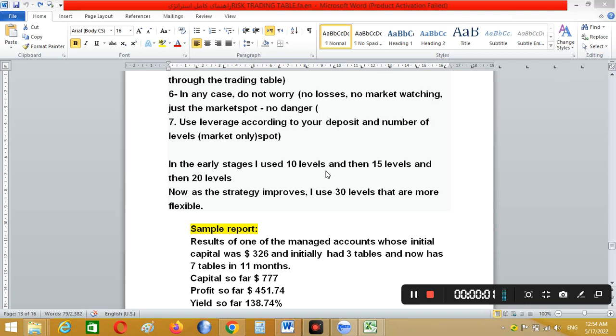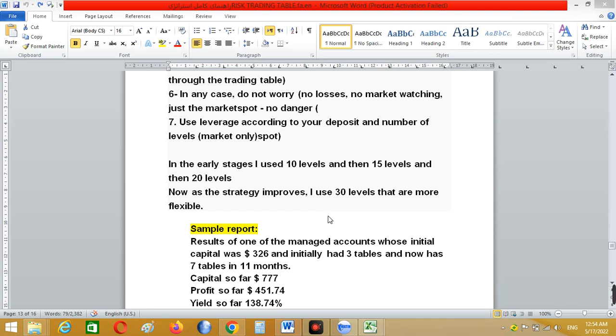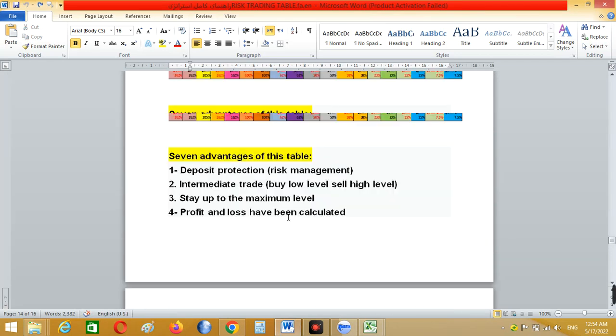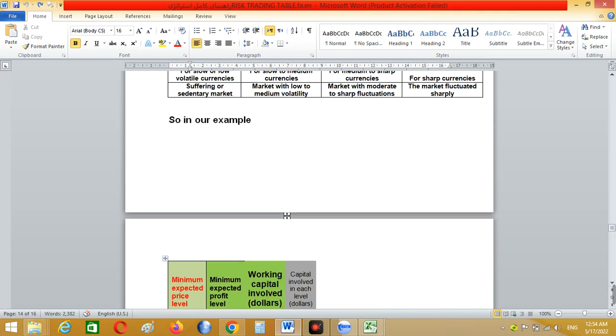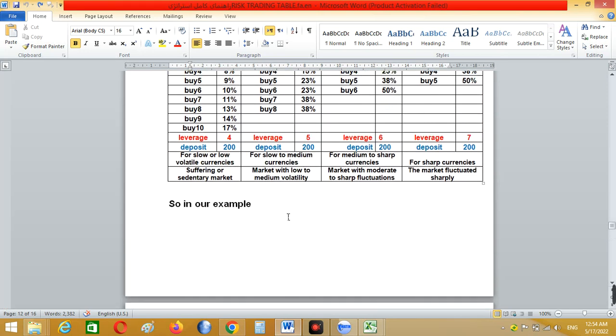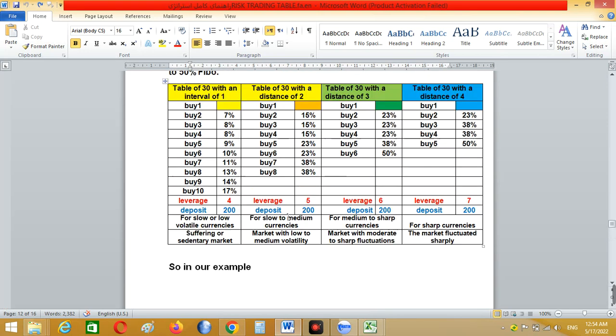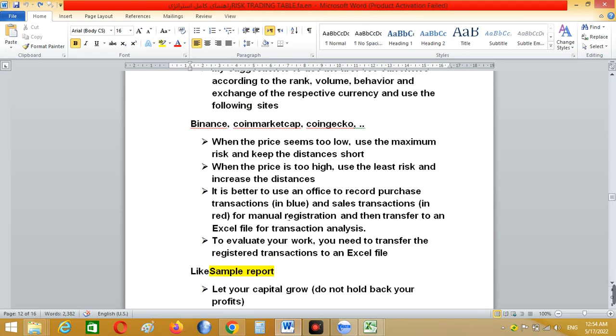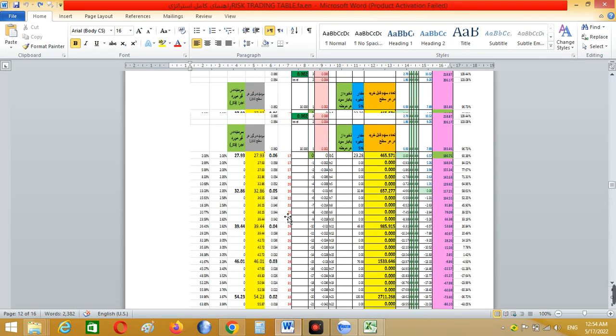Hi, we will continue to describe our method. Let's see an example. This is my example, which is available in my Word file. Let's see.